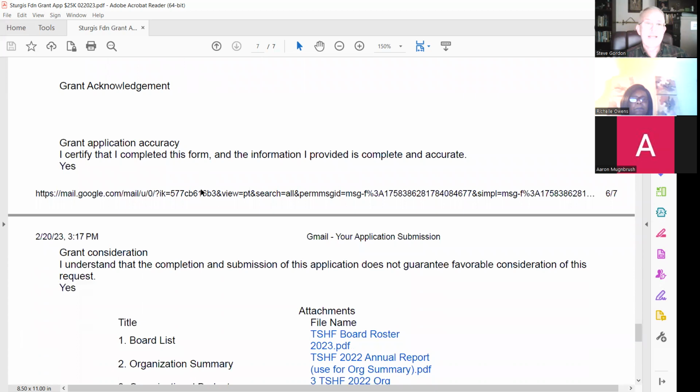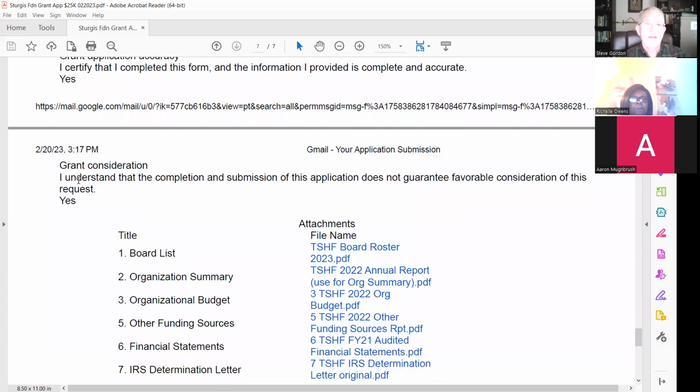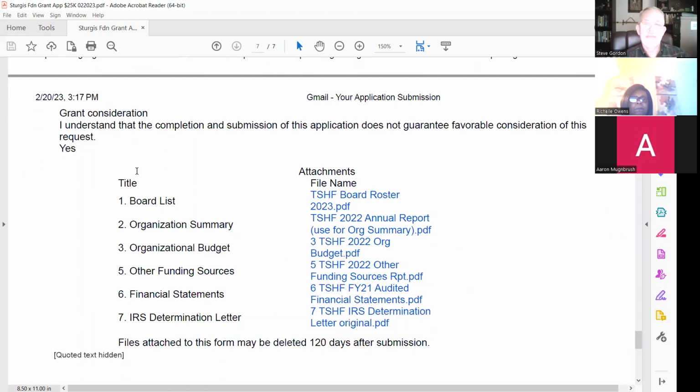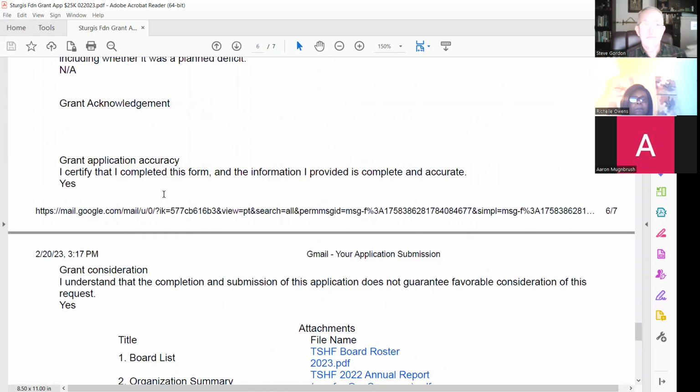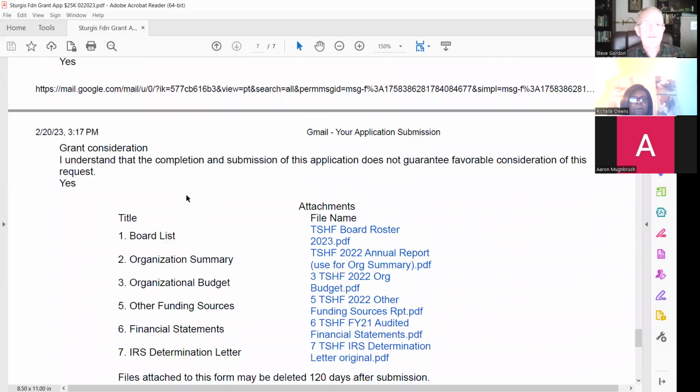And then grant acknowledgement, there's a place where you can check, yes, I completed this form, I understand it. And there's another understanding part you check. And then, so that's the end of the application. That wasn't that many questions. I know it looks like a lot, but I've seen more. But that's the end of the application.